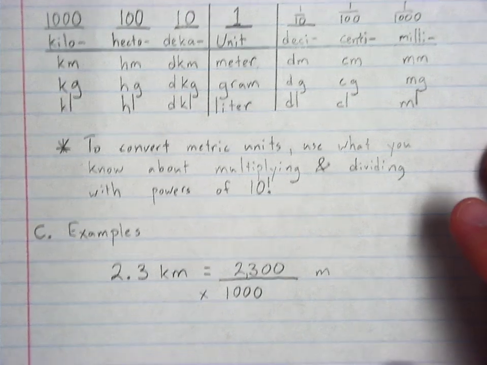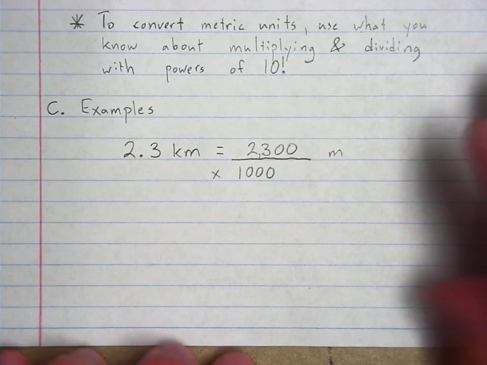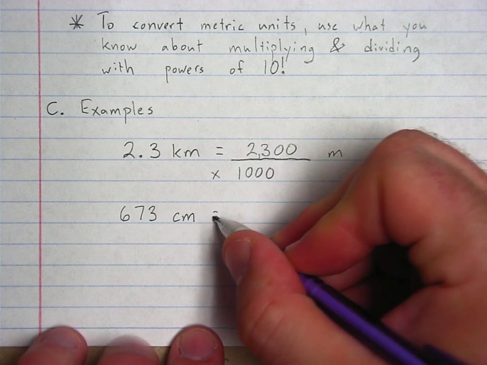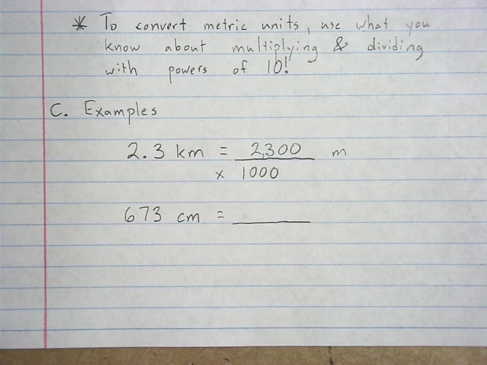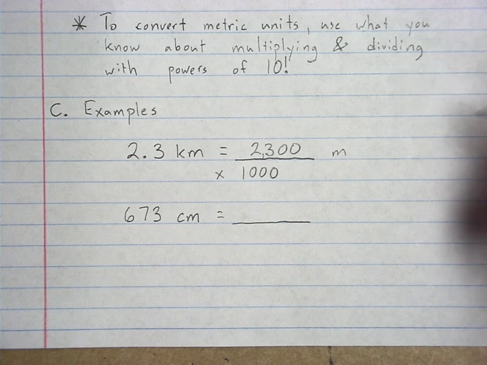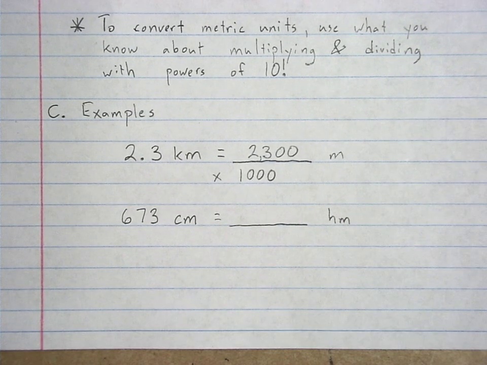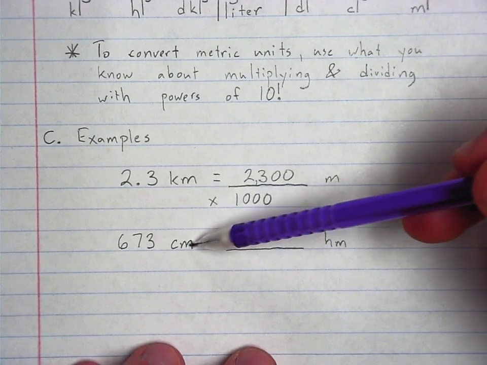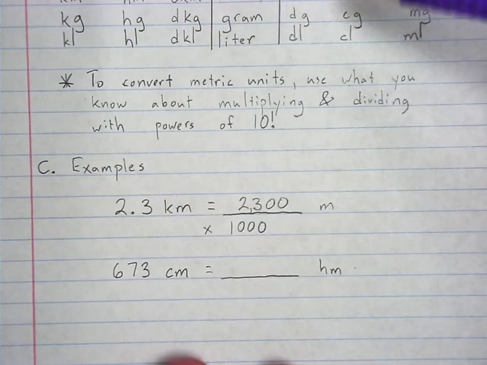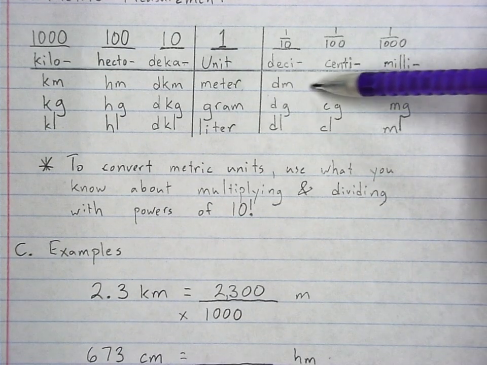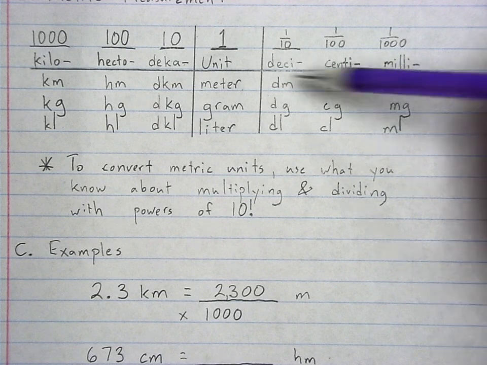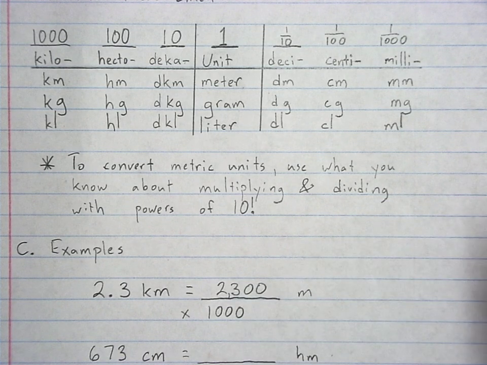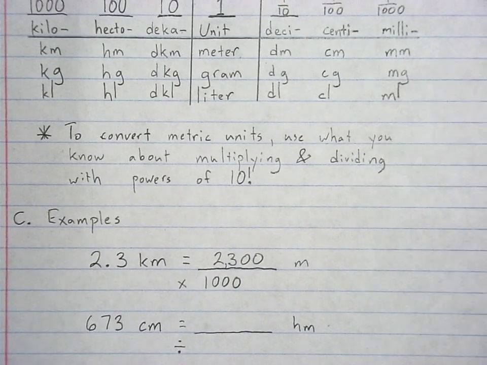If I'm going the other way, let's say I have 673 centimeters, and I want to figure out, let's pick something fun, how many hectometers. First of all, am I going from big to small or from small to big? Well, I'm moving this way, which means I'm going from a small measurement to a larger one. If I'm going from small to big, that means I'm dividing.